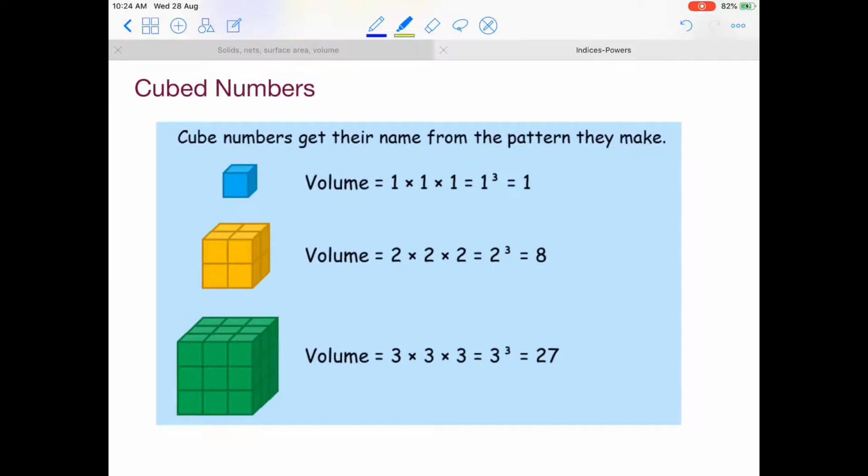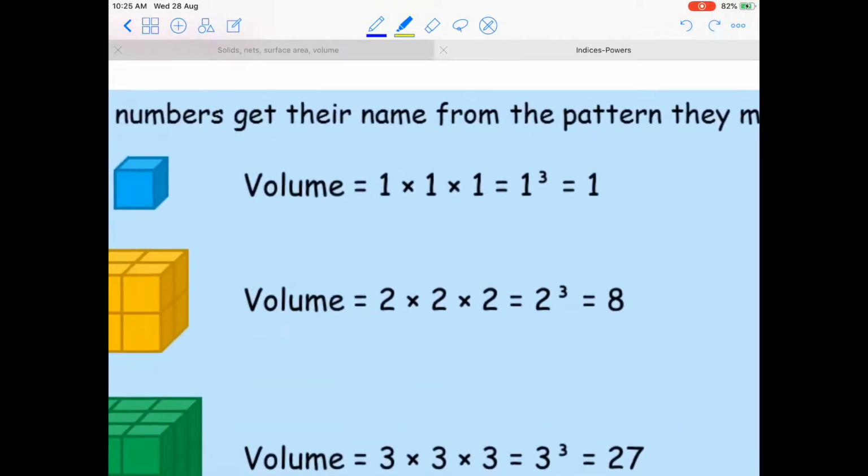A cubed number is a number multiplied by itself 3 times. Don't be mistaken, a cubed number is not a number times 3. So for example, 1 cubed is equal to 1 times 1 times 1, which is equal to 1.